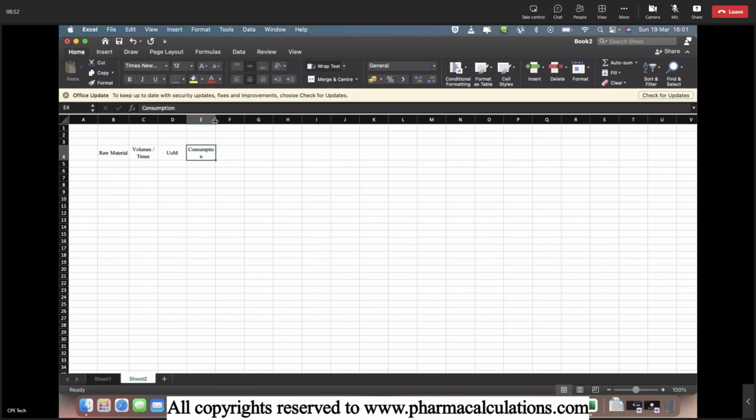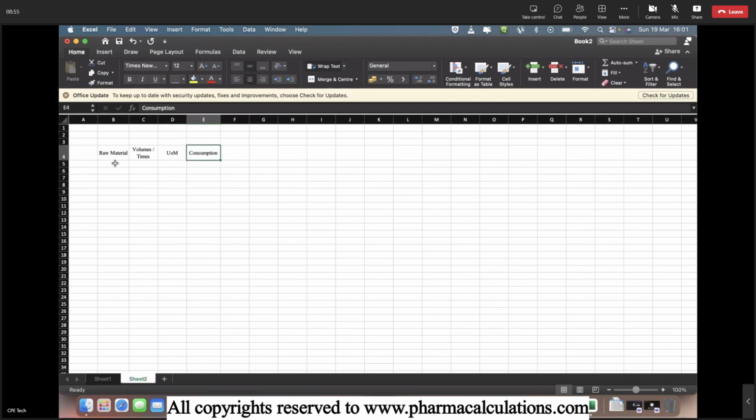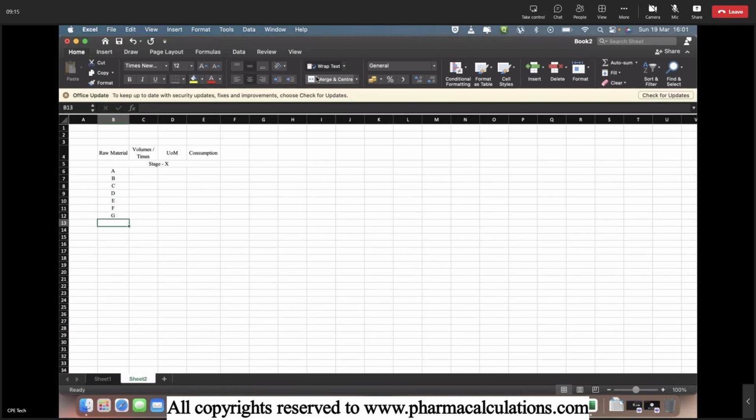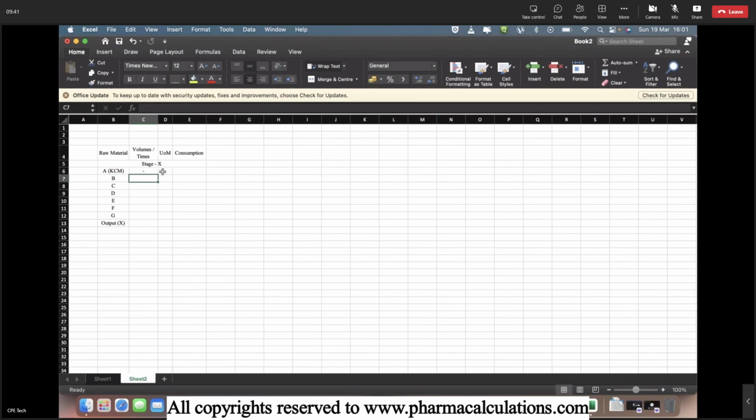And the product that we have considered is going to have a total of 3 stages, and the first stage, let's say it is stage X, and the raw materials are going to be A, B, C, D, E, F, and G. So the output for this particular product is X. Output X. That's the reason we have mentioned this as stage X. And let's say this raw material A is going to be the key contribution material. So these volumes are going to be the ratios with respect to the KCM, the key contribution material.